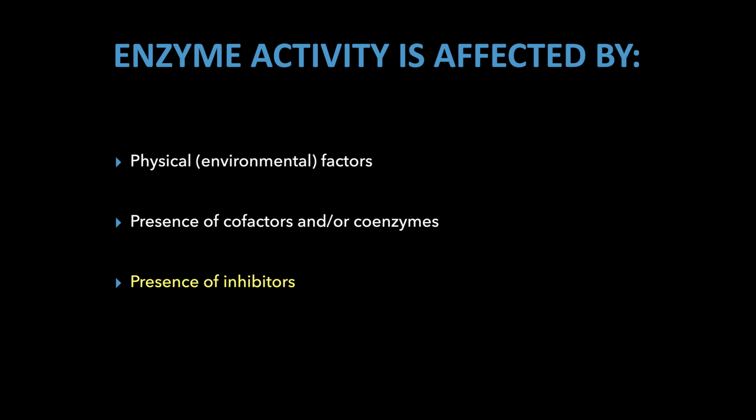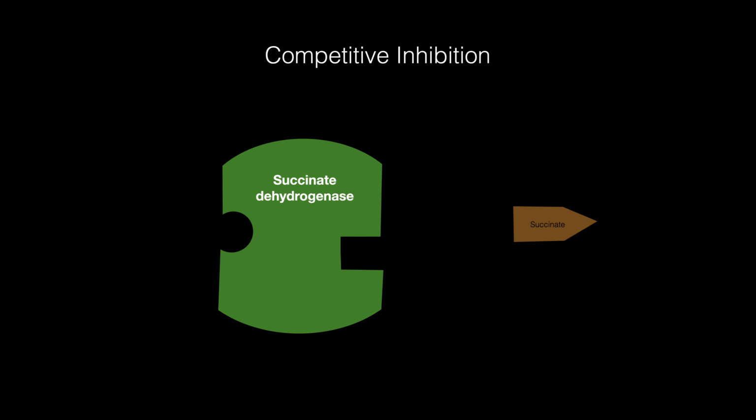The body can either use these as coenzymes or sometimes use these to make coenzymes. Okay, let's move on to our third category of factors that affect enzyme activity, and this would be inhibitors, so things that stop or slow down enzyme activity. We'll discuss 2 types of enzyme inhibition, competitive inhibition and non-competitive or allosteric inhibition. We'll start with competitive inhibition.